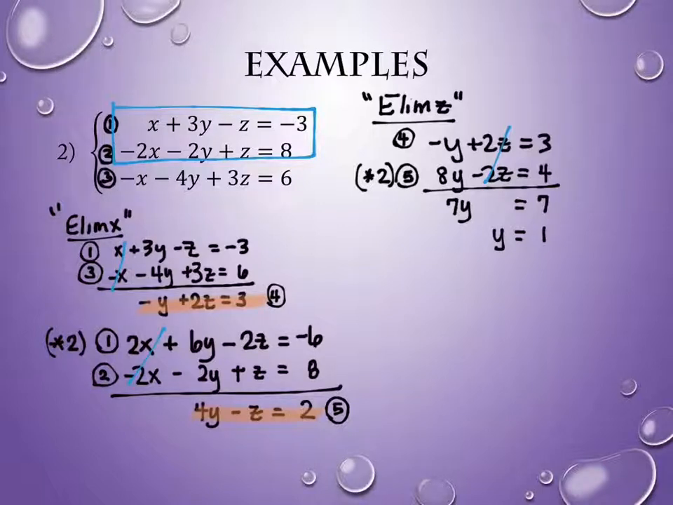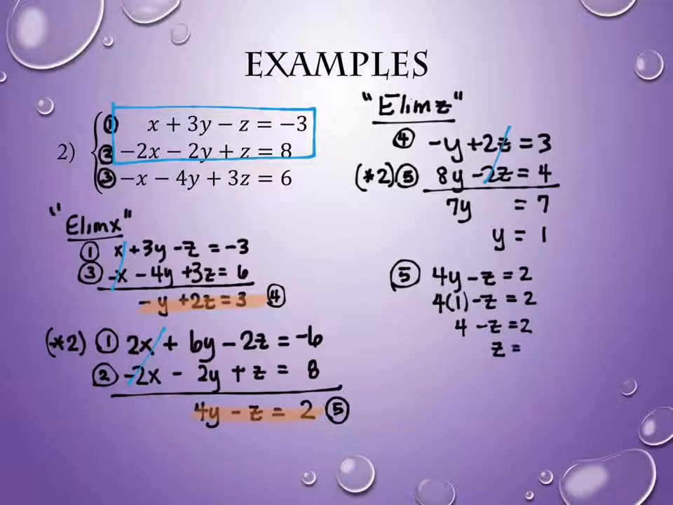Second one, equation 5. Okay, so if I use equation 5, which says 4y minus z equals 2, and I plug in y, it'd be 4 times 1 minus z equals 2. So this is 4 minus z equals 2. What's z? 4 minus what's 2? Just 2, right? 4 minus 2 is 2. So now I found y, I found z.